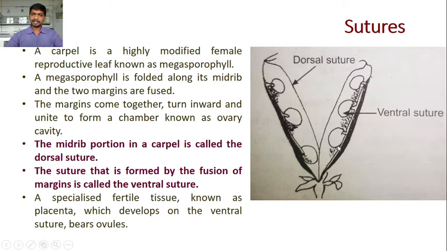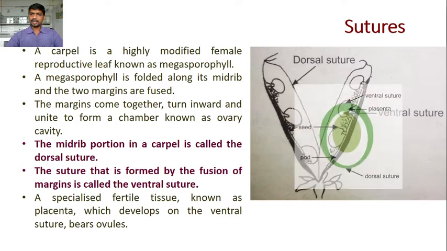A specialized fertile tissue known as the placenta develops on the ventral suture and bears ovules. So this is the placenta on which the ovules have developed, and these ovules after fertilization develop into the seeds. This is the dorsal suture and this one is the ventral suture. The important thing is that on the ventral suture the placenta has developed. What is placenta? Placenta is a fertile tissue which develops on the ventral suture and bears the ovule.